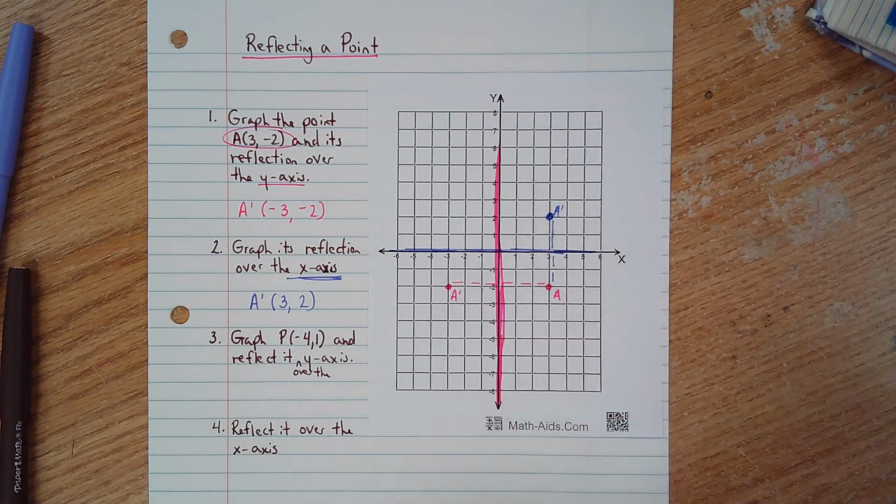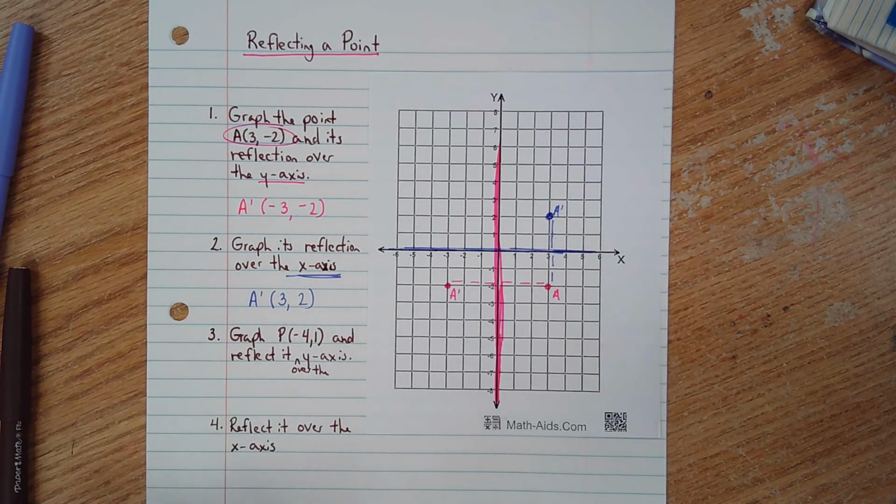So you might want to use different colors to make it easier to see on your notes, or you could use a separate coordinate plane if you don't have different colors. But go ahead and pause the video and graph point P and reflect it over the y-axis, and then also reflect it over the x-axis. So you should have 3 more points on the graph by the time you're done. And then restart the video to check your work.